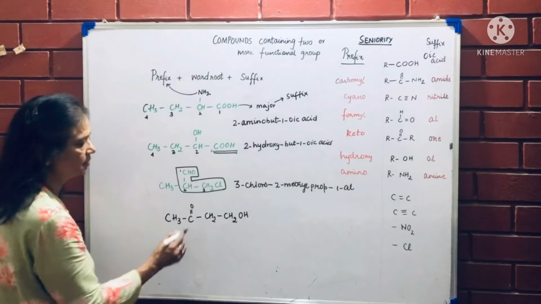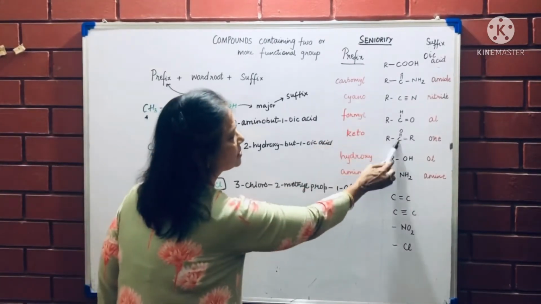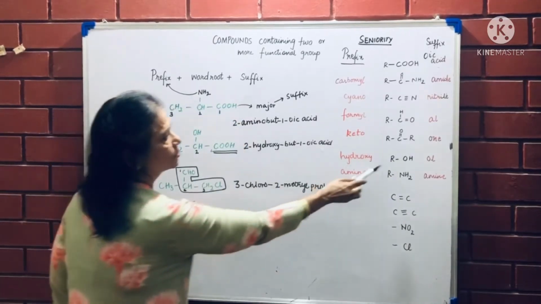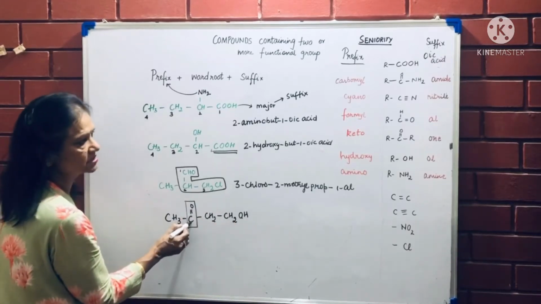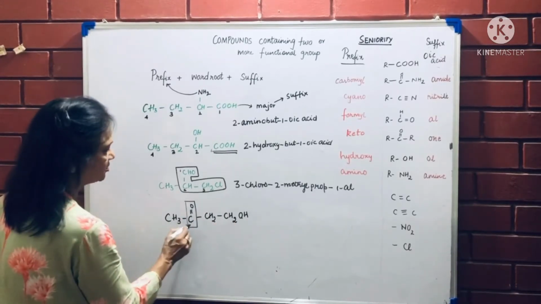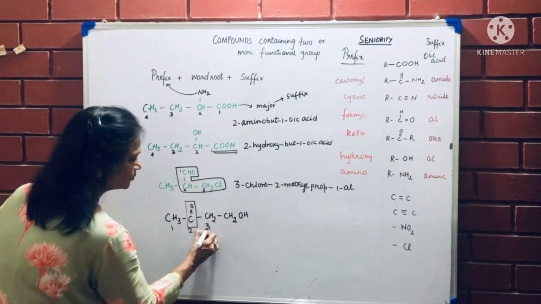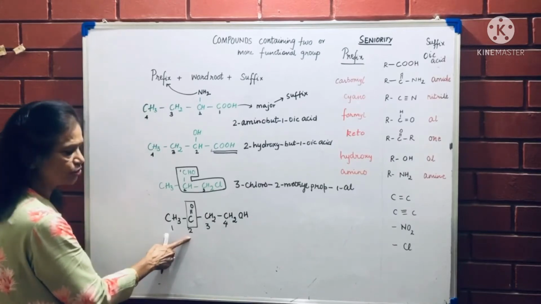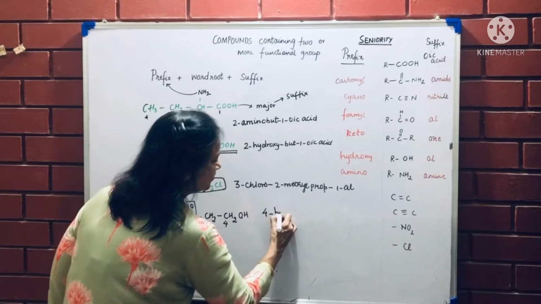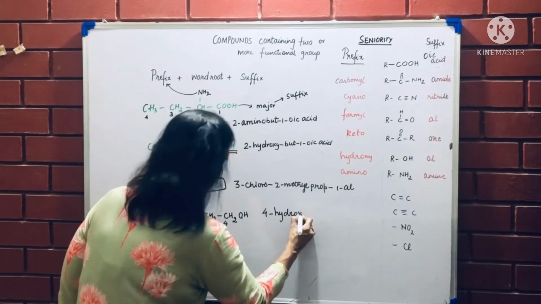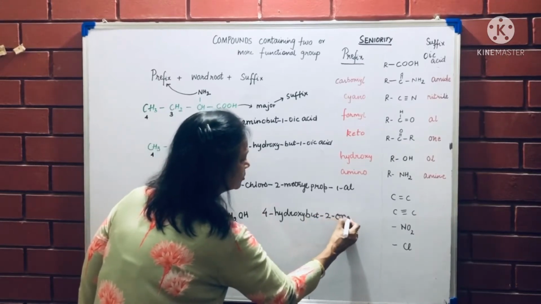In this compound, the major functional group is CO, because CO is above OH, OH is below. So again this becomes hydroxy and this becomes one. I'll count from this side, giving the major functional group the lowest number. So at place 2 is one, at place 4 is hydroxy, which I have to write in prefix. So 4-hydroxy but-2-one.